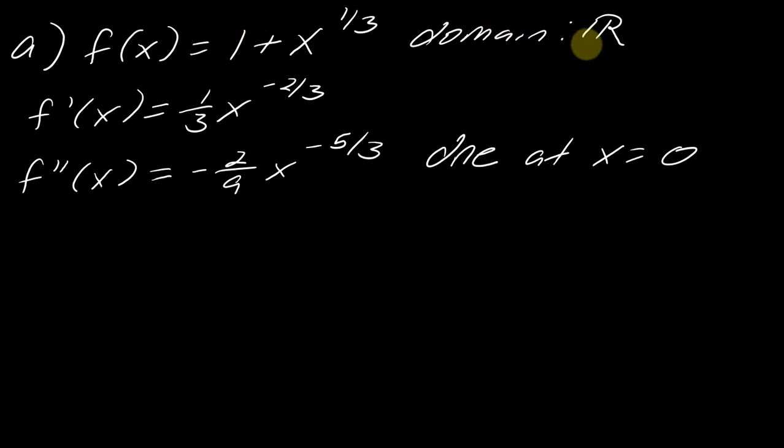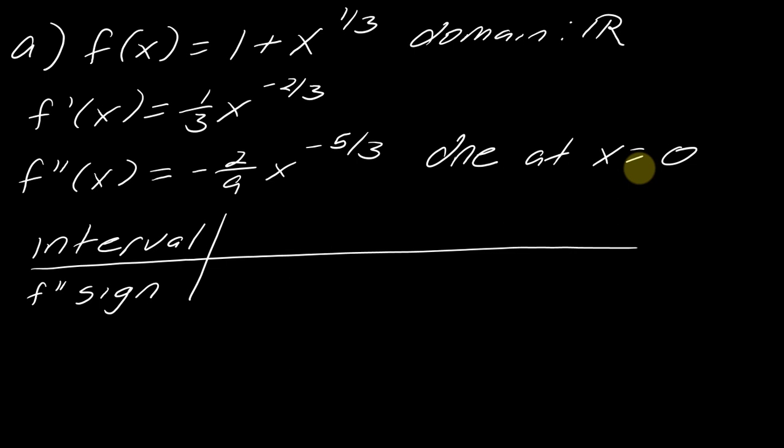Okay, so now basically what we want to do is we want to split up the domain using this potential inflection point, because your concavity is only going to change at these potential points. So to set up a table, let's go ahead and do it. There's really two pieces of information I need to know. I need to know the interval, and then I also need to know the sign within that interval. So I'm going to break up this domain using this point. So this is going to go from negative infinity to 0, and then from 0 to infinity.